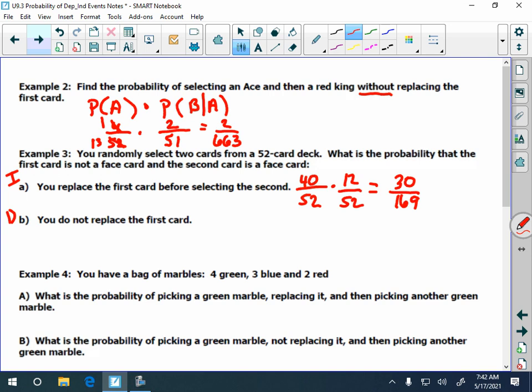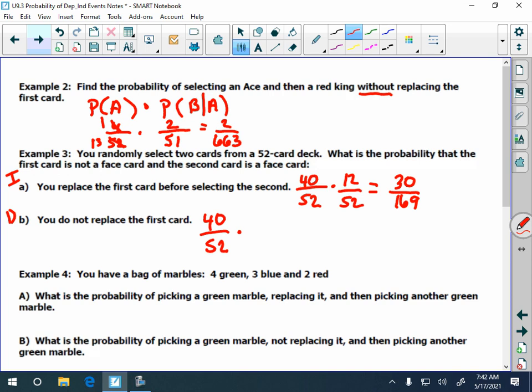All right, and then part B, you do not replace the first card. So again, we're going to start the same way, 40 out of 52. But now we have to assume that we pulled one of the non-face cards out. You know, it could be an ace, it could be a 10, it could be a 6. So one of those cards is not going back in the deck.